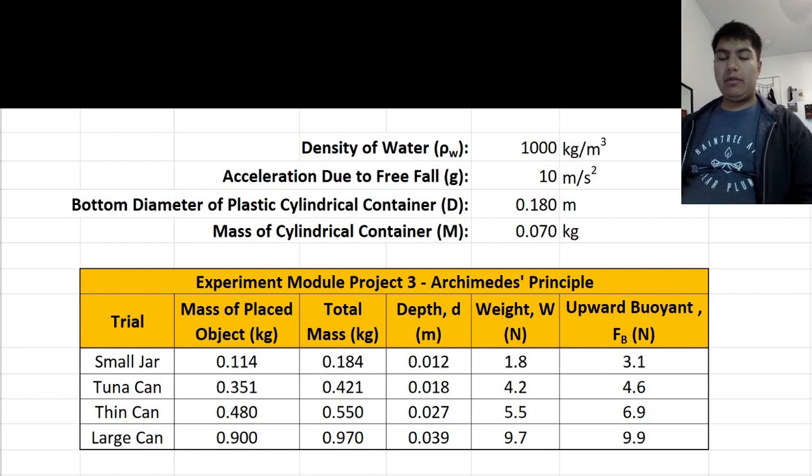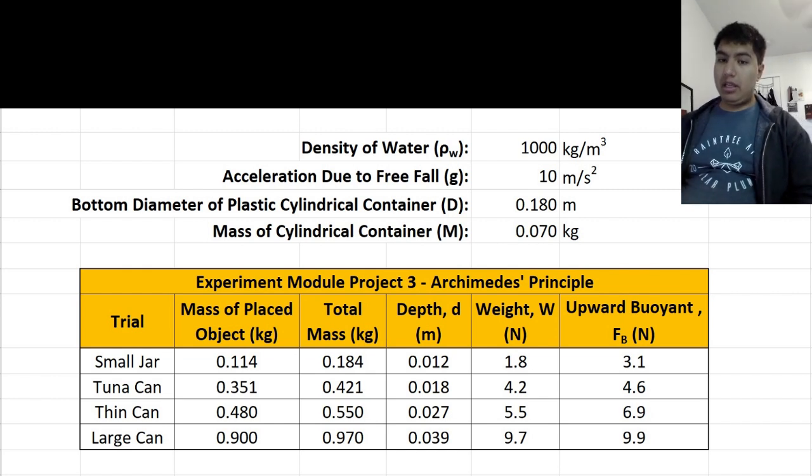So here we have the density of the water, which is going to be 1,000 kilograms per meter cubed. The acceleration due to free fall is going to be 10 meters per second squared. The bottom diameter of the plastic cylindrical container, which we ourselves measured at the beginning, is going to be 0.180 meters. And the mass of the cylindrical container is going to be 0.070 kilograms.